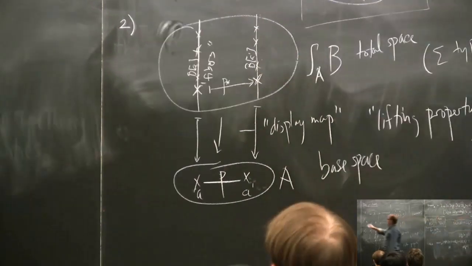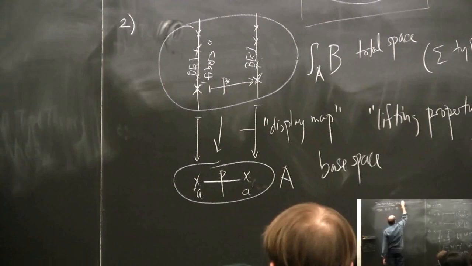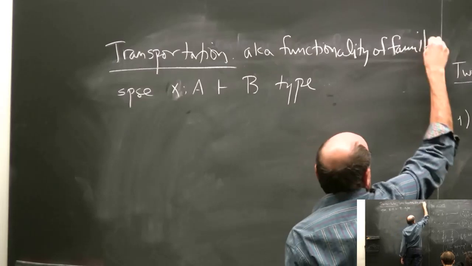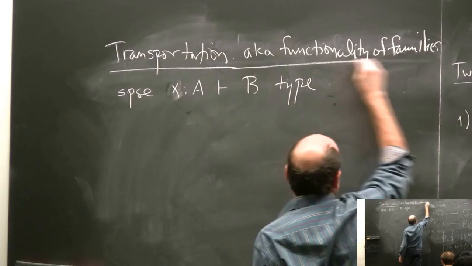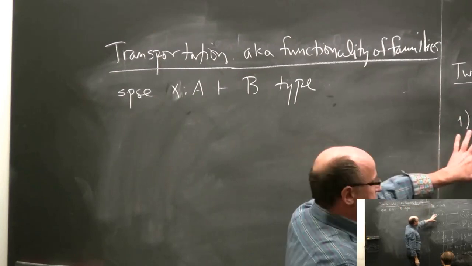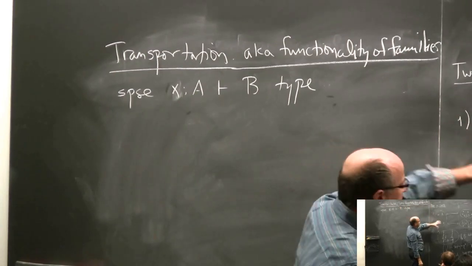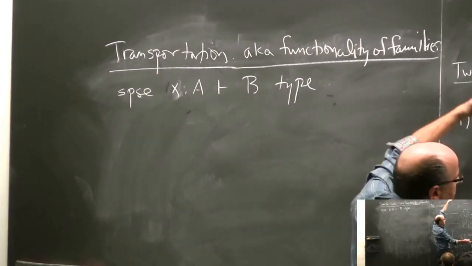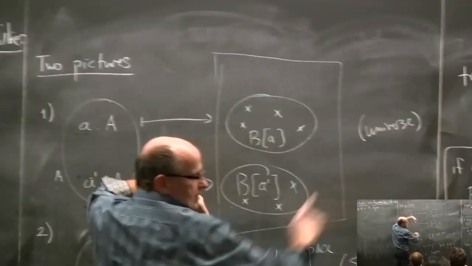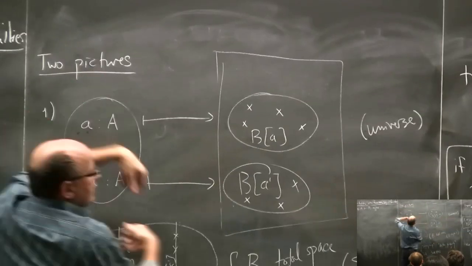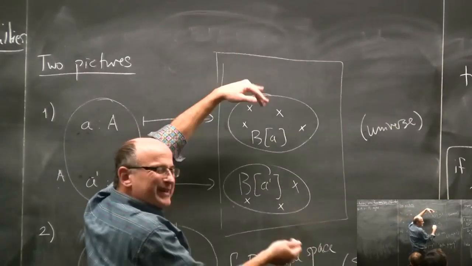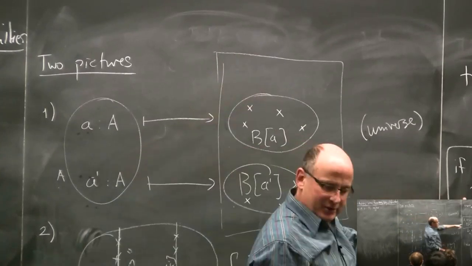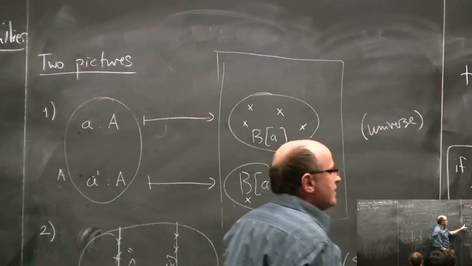So transportation could also be thought of as functionality for families. And that terminology of functionality for families is more motivated by this picture. If we think of ourselves as having a function from A into the universe of all possible types, then I want equal arguments, as I did over there with simple functionality. Equal arguments here should give me, well, that's the issue, equal types, whatever that means, okay? That's the whole issue. What does it mean to be equal types?